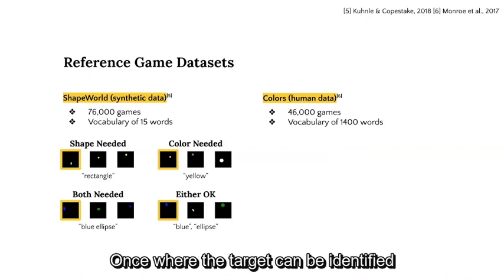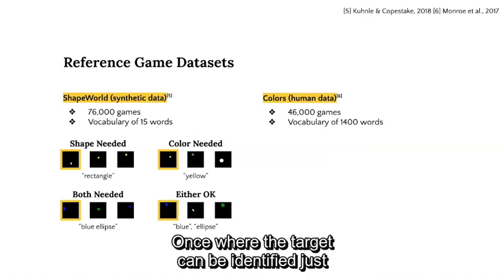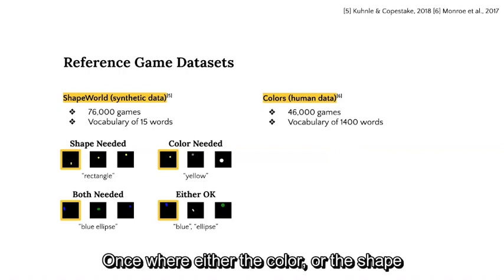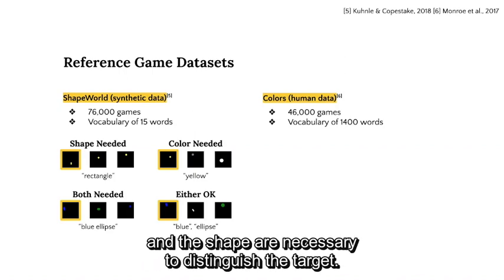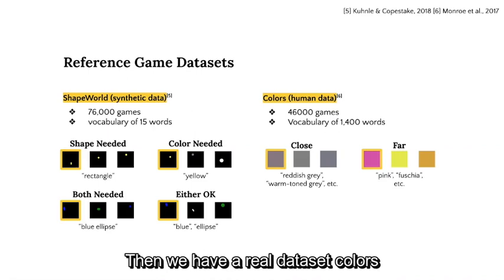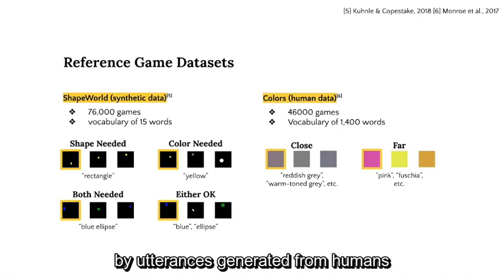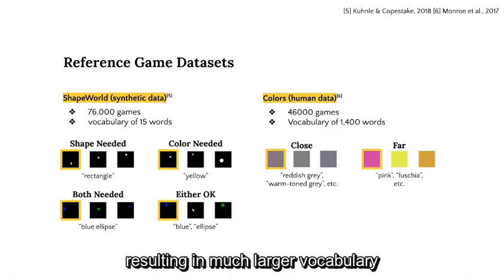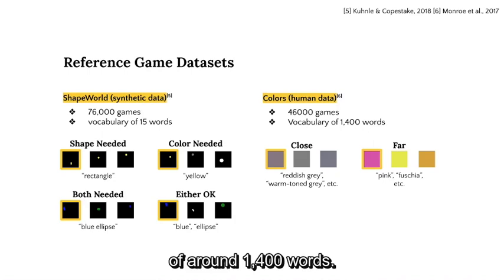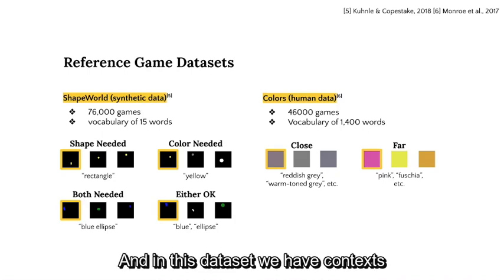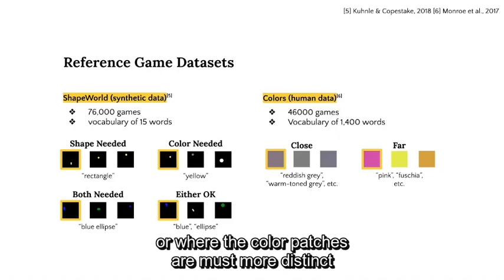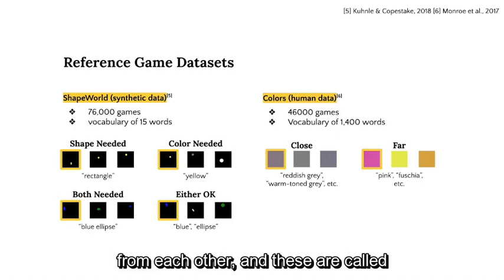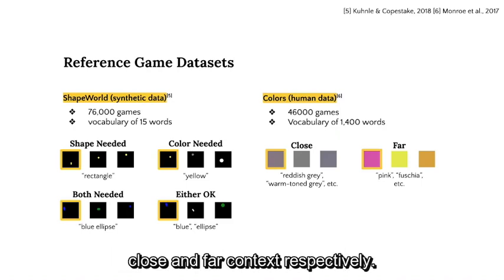Ones where the target can be identified by just its shape, ones where the target can be identified just from its color, ones where either the color or the shape are sufficient, and ones where both the color and the shape are necessary to distinguish the target. Then we have a real dataset, Colors, which consists of color patches where the target is described by utterances generated from humans, resulting in a much larger vocabulary of around 1,400 words. And in this dataset, we have contexts where the color patches are very similar in hue or where the color patches are much more distinct from each other. And these are called close and far contexts respectively.